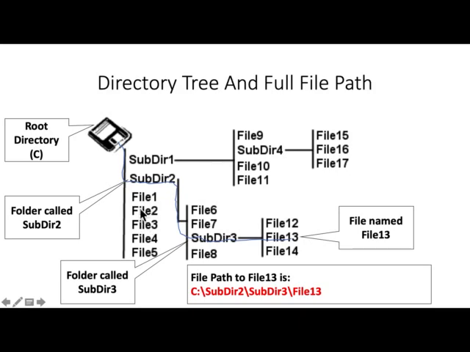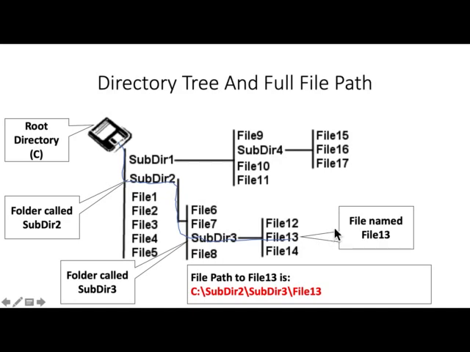So there could be a file directly on the root directory, but then it is possible that inside this folder called subdirectory 2 there are files, and then there's another folder called subdirectory 3, and inside this subdirectory 3 I have only files, file 12, file 13, file 14. In this one there is no folder or subdirectory.